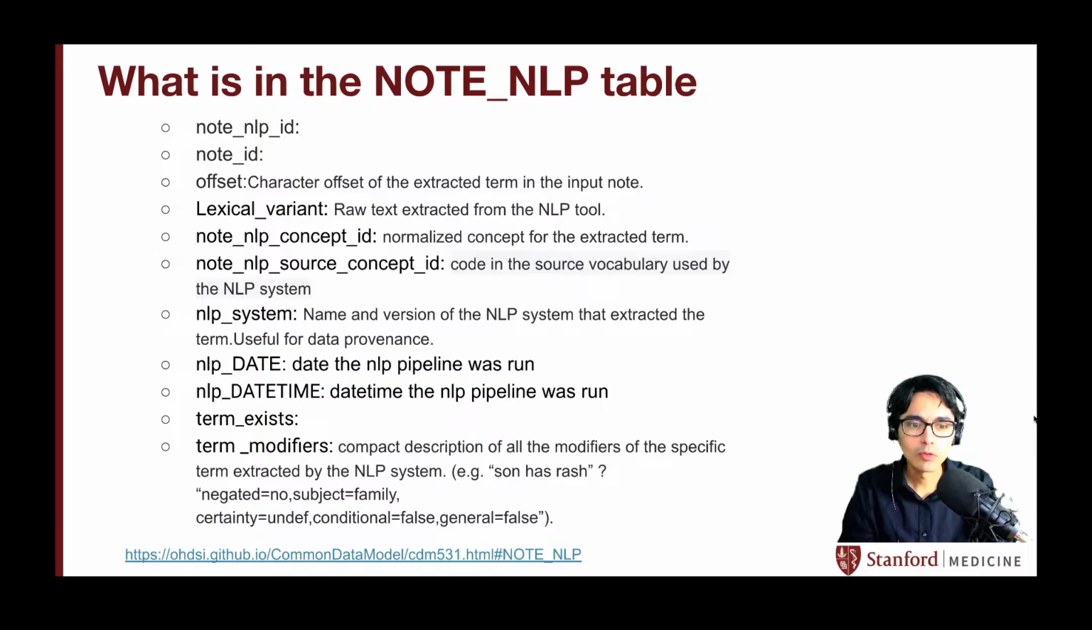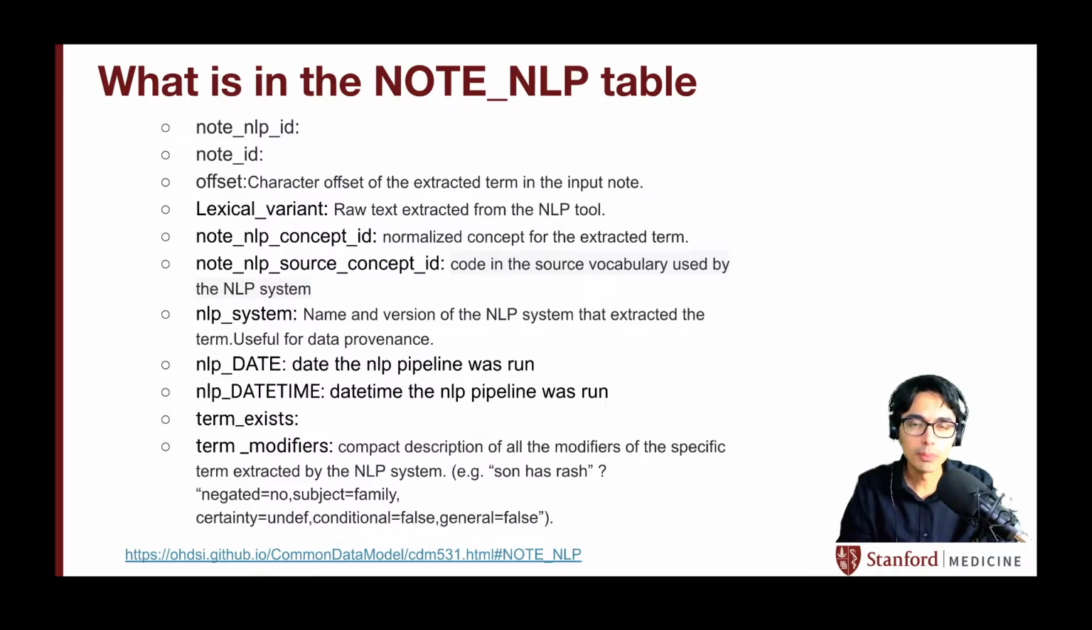These are the columns from this table. At the bottom, you will find the full specification from the Odyssey documentation. And here, for each concept that we find in a clinical node, we assign a node NLP ID that is unique for each one of the concepts we find in a particular clinical node. That is the reason the second column is node ID. It will tell you which node this particular concept belongs to. The offset is just the character offset. It's the integer that represents the position where this particular concept was found.